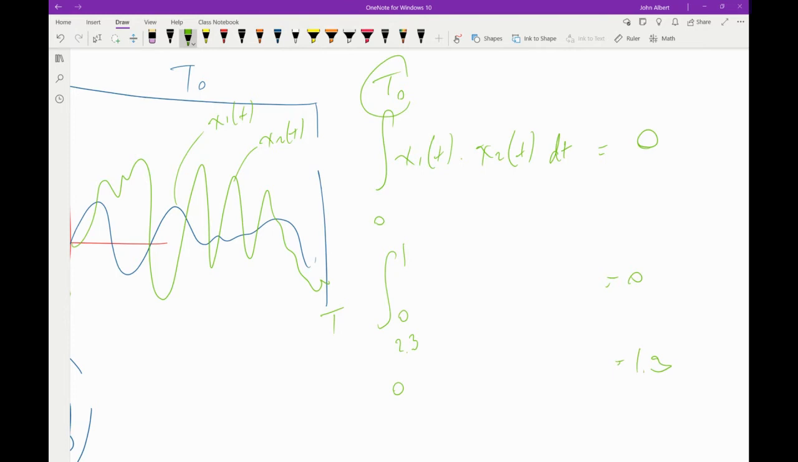If I have two signals and one is orthogonal to the other, could it be a delayed version of that signal?